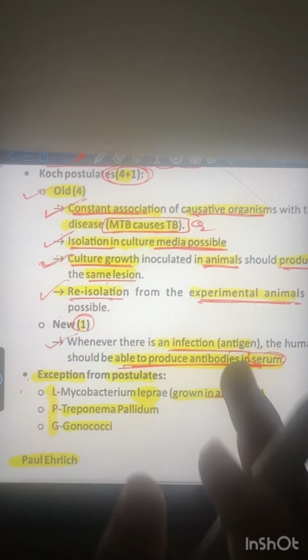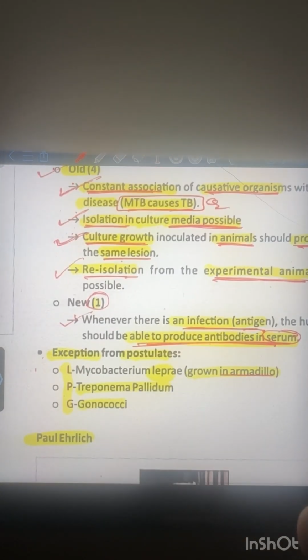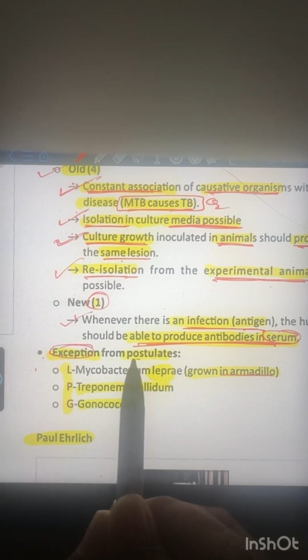Now, before I move forward, I just want to ask you, whenever I tell you any rules, there's nothing 100% in medicine. There will always be some exceptions. So which are the organisms that do not follow these Koch postulates? And they are LPG. What is LPG?